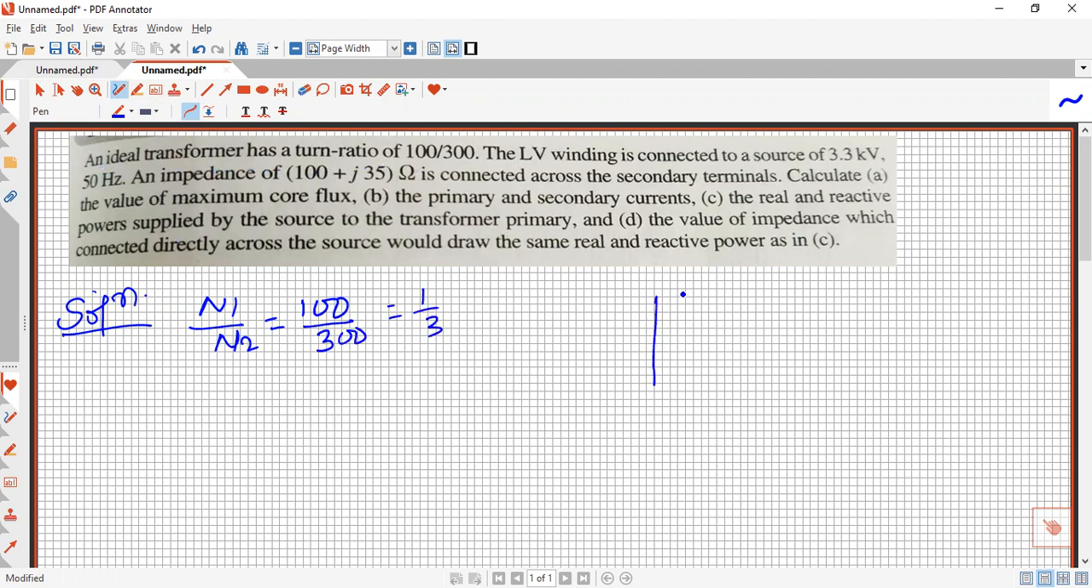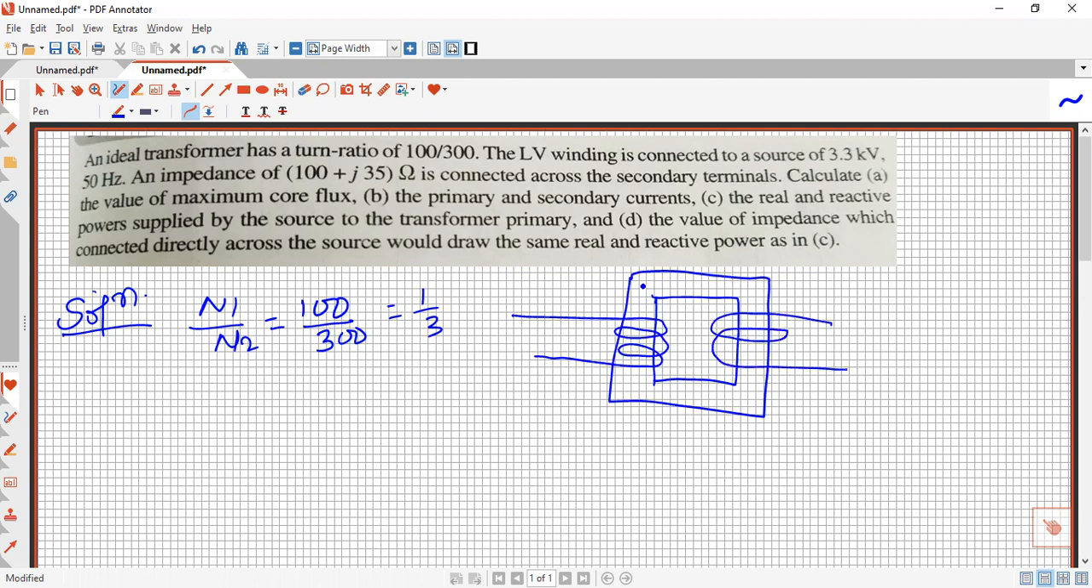Ideal transformer means there is no winding resistance, and there is no flux going in the air; whatever flux is coming is going only into the core. Here this is the core and flux is going in this direction only. There is no flux going into the air, so all flux is going into the core of the transformer. This is the primary side, where the number of turns is 100, and here the number of turns is 300.